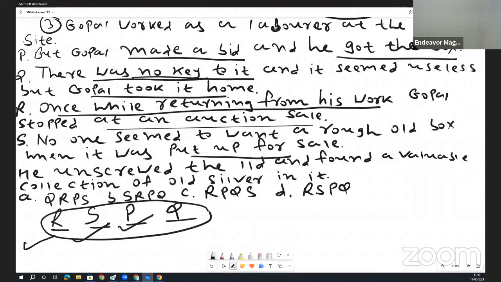And what did he do after he got home? He unscrewed the lid and found a valuable collection of old silver in it. The answer should be, students, RSPQ. This is the right sequence. I would say this is the right order of the sentences. Okay, let's do another example.